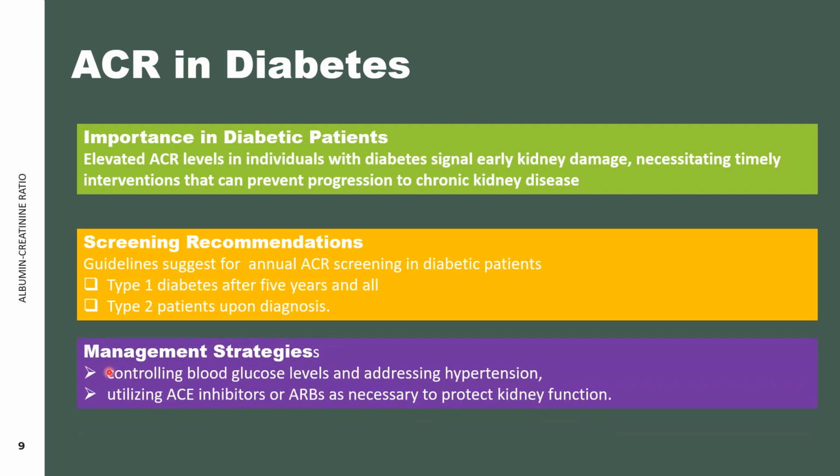Finally, what effect it has on management strategies. If increased ACR levels are seen, then blood glucose should be controlled and ACE inhibitors or angiotensin receptor blockers should be started as necessary to protect the kidney function.